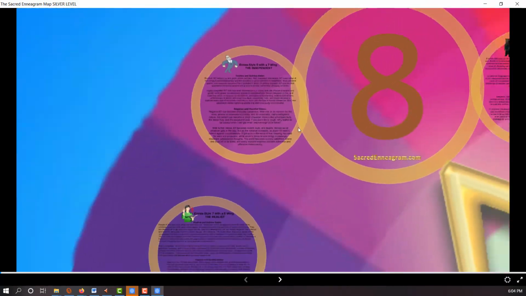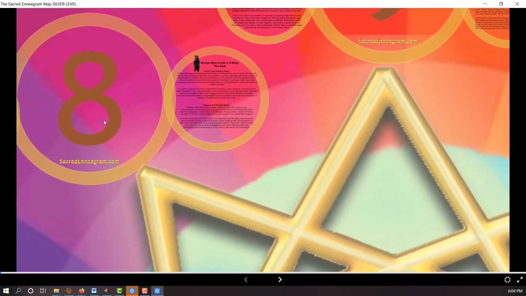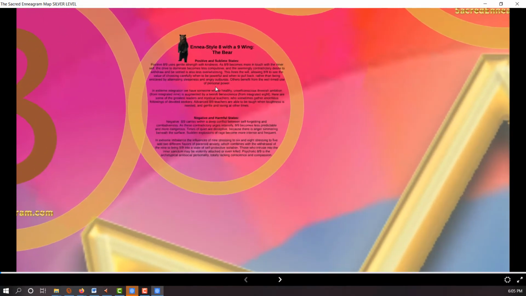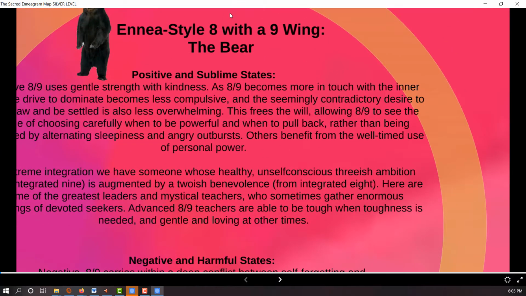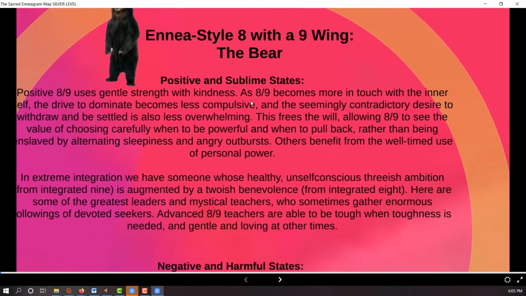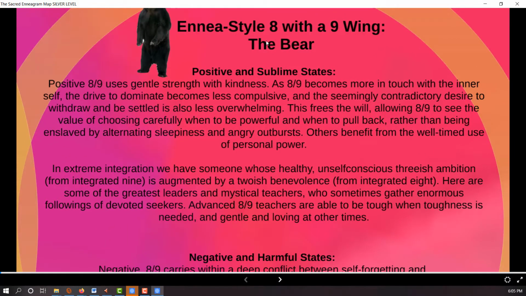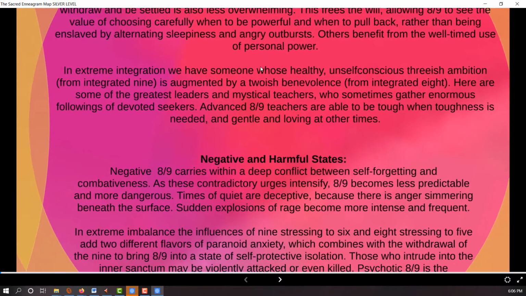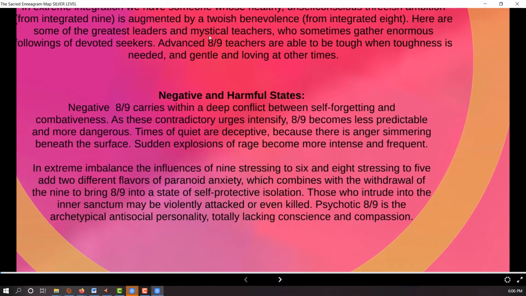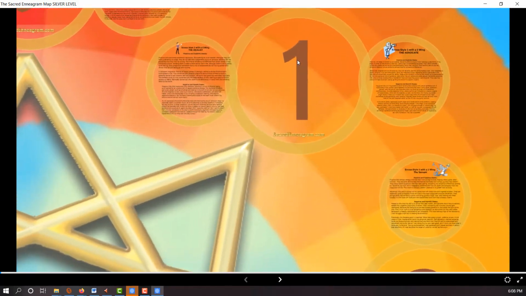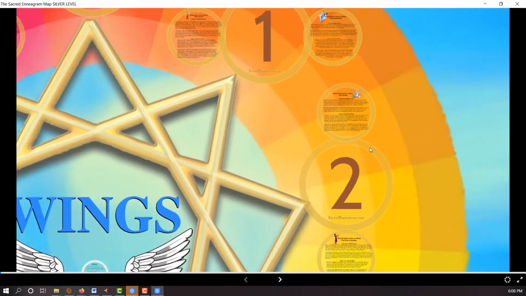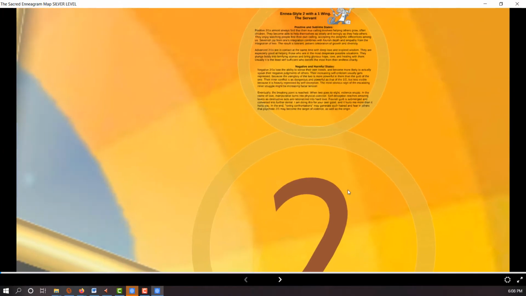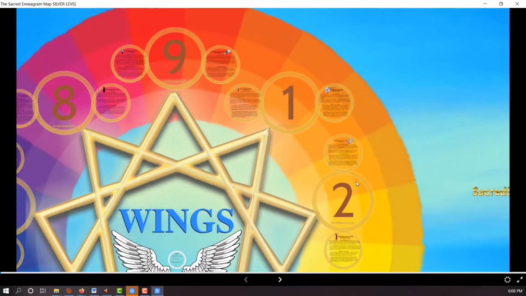So I'm just zooming out and moving over to 8 with the 9 wing, which is here on the right hand side. So here we have Enneagram type 8 with a 9 wing, which is called the bear, and the positive attributes to the bear. And so the negative and harmful states of Enneagram type 8 with a 9 wing. So that's just a little example of what's involved in the wing section on the silver level Enneagram map. Heaps of information to look at there.